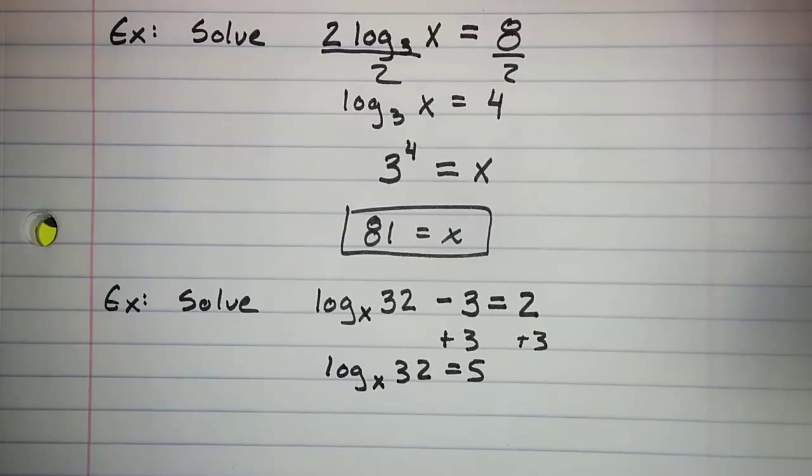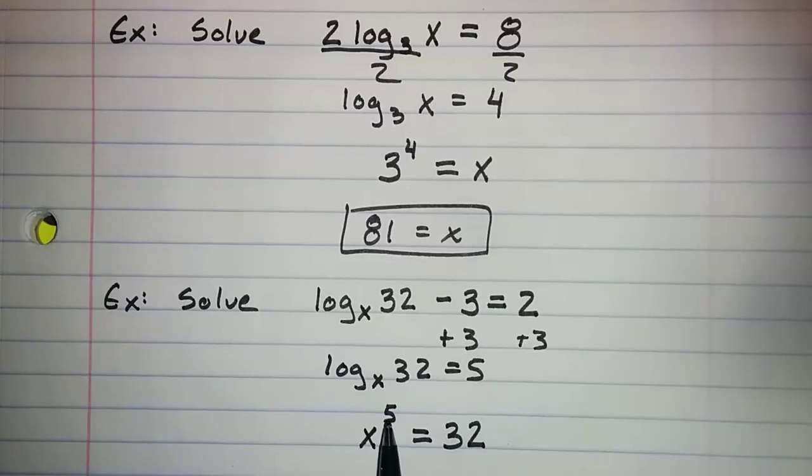Rewrite in exponential notation. My base will be x. 5 is the result of the log, so 5 is going to be the exponent. 32 is the argument of the log, so it's going to be the result of taking the power. We have a number to the 5th power equals 32. We know how to undo the 5th power, right? The opposite of the 5th power is the 5th root.